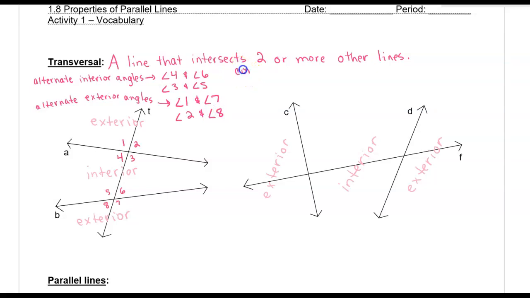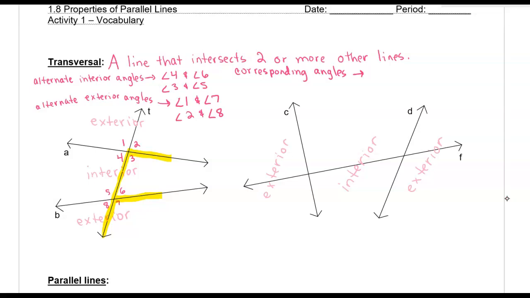Corresponding angles, those are found on the same side of the transversal. Look at angle 3, then look at angle 7. Angle 3 and angle 7 are corresponding angles. If I extend angle 3 a little bit more, the pair of angles take on the shape of a letter F. Now the other ones take on that shape also, but it might be flipped over or upside down.